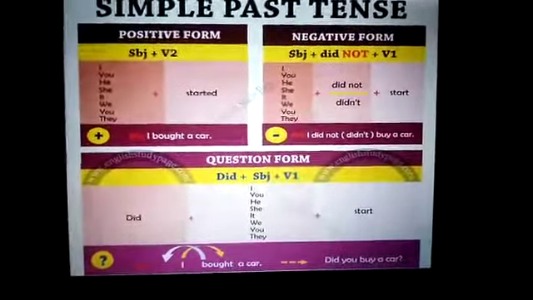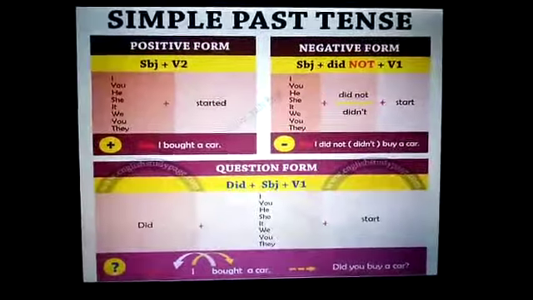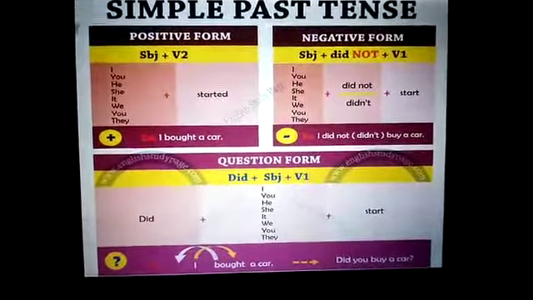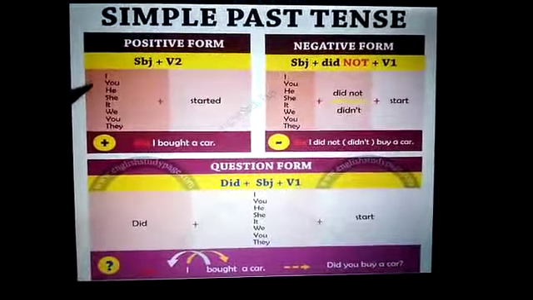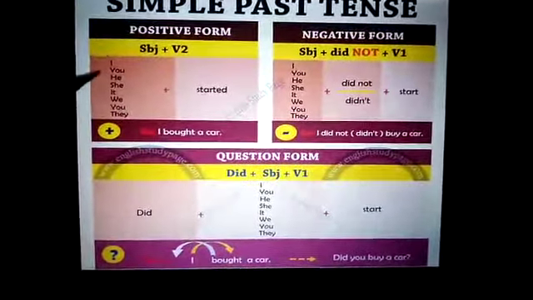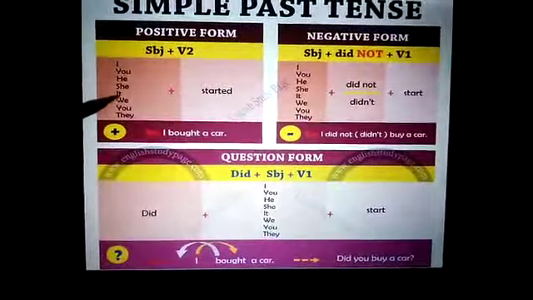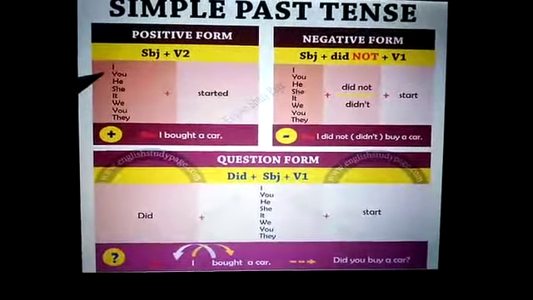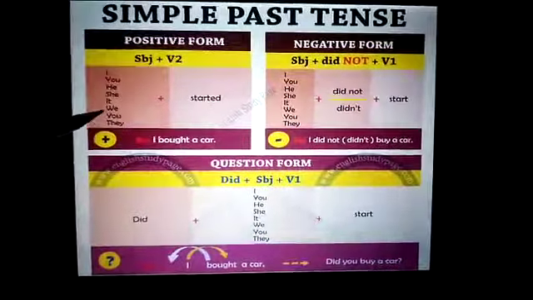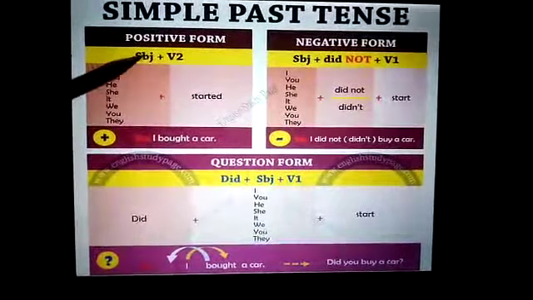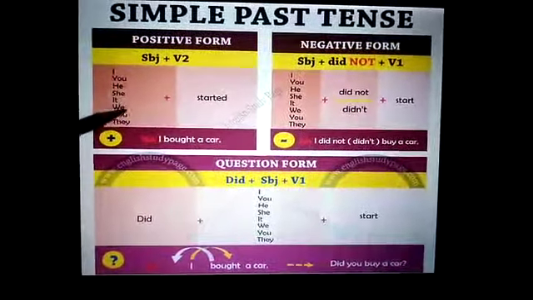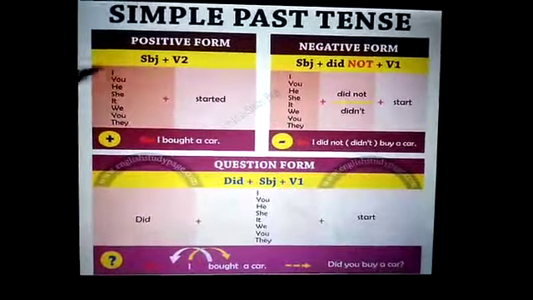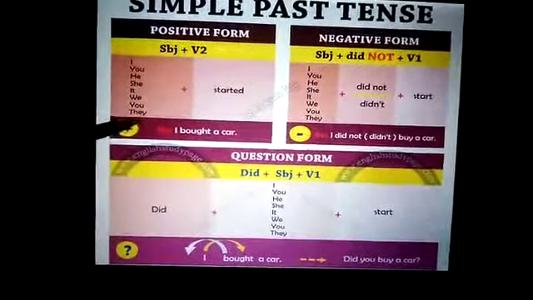Now, as you can see on the screen, for affirmative sentences, the simple rule is subject plus second form of verb. Here what you have to notice is that in any form of subject, whether it is singular or plural, we always use the second form of verb. There is no bifurcation of singular or plural subject as we did in simple present.